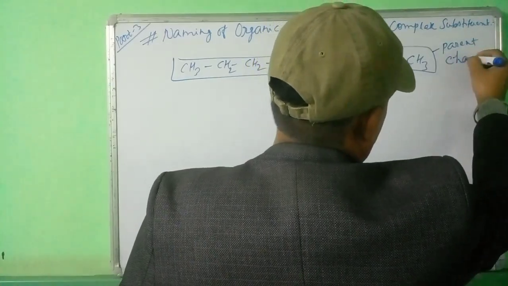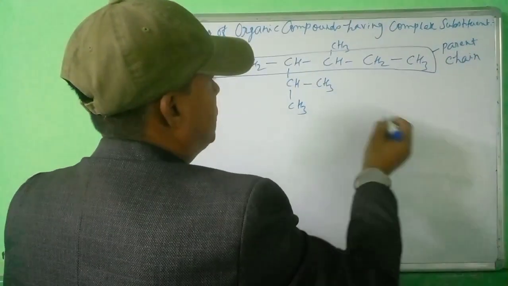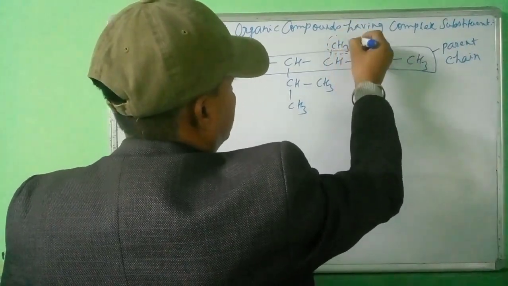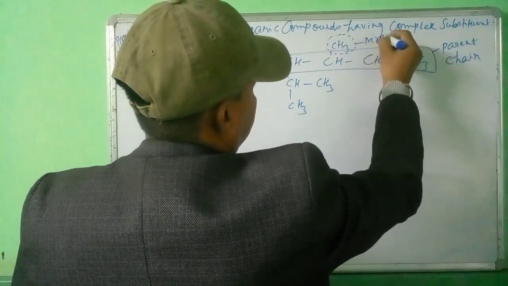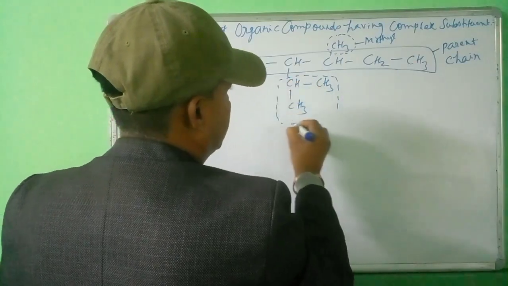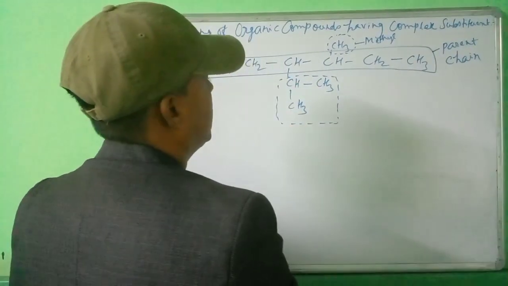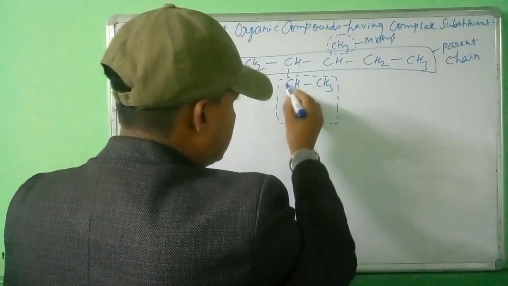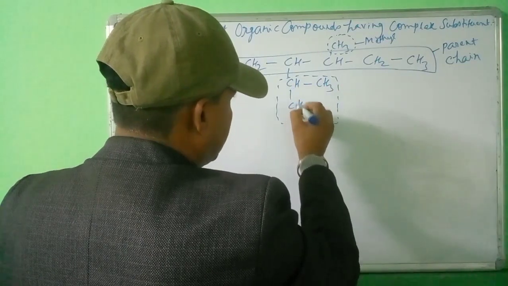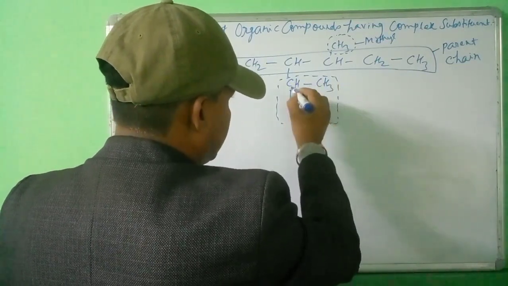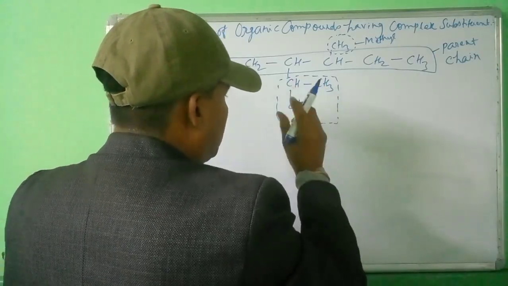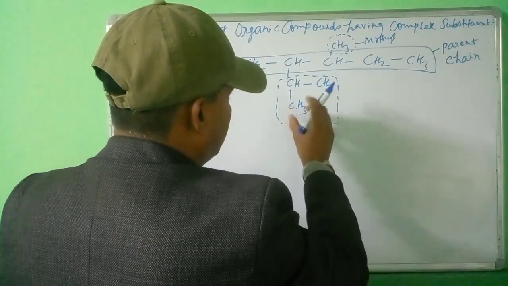Now this is the parent chain. After selecting the longest chain, find the substituents. So this is the methyl, and this one is another substituent. Now we can see this carbon has CH3, and here again CH3, meaning there are two branches here. This carbon has two alkyl groups, meaning one of the chains is complex and further branched.